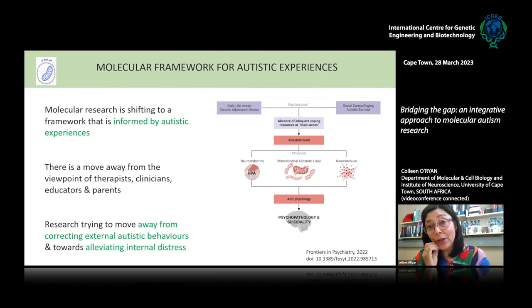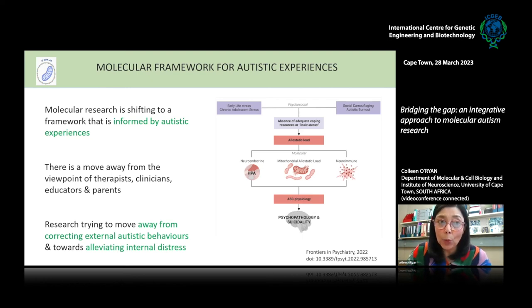So this paper came out late November, and Caitlin and I are very proud of this paper. We had this hypothesis, and we did a deep dive in the literature, synthesized the literature, and then tried to come up with a hypothesis. In a nutshell, we looked at the literature around early life stress and chronic adolescent stress. We also looked at some terms that autistic individuals are self-describing, terms like social camouflaging and autistic burnout. And this is the psychopathology part.